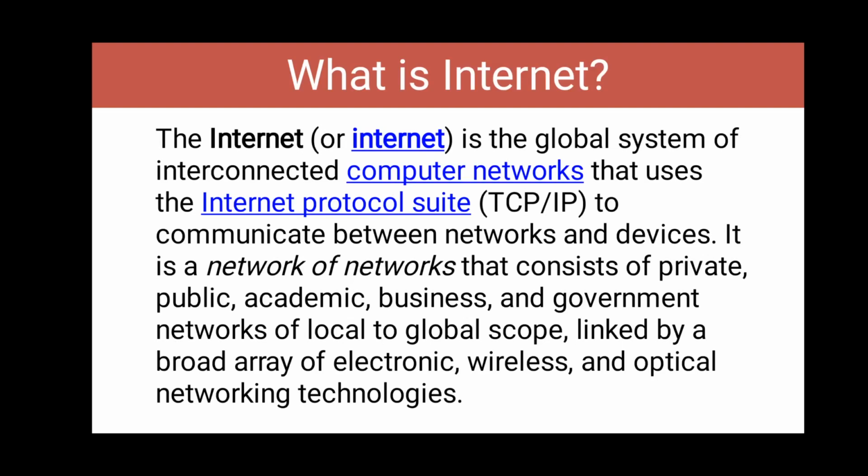The internet is a global system of interconnected computer networks that uses the internet protocol suite, that is IP, to communicate between networks and devices. It's a network of networks that consists of private, public, academic, business and governmental networks of local to global scopes. Meaning it can be related to a local area and it can also be related to a global area. It is linked by a broad array of electronic, wireless and optical networking technologies.